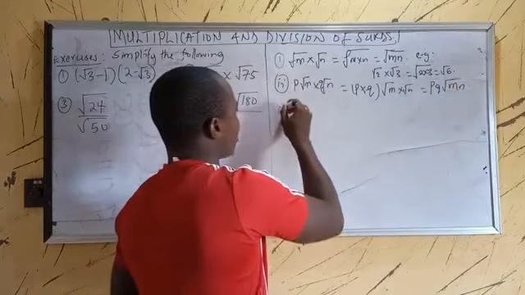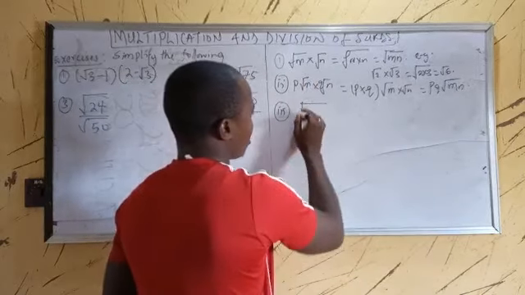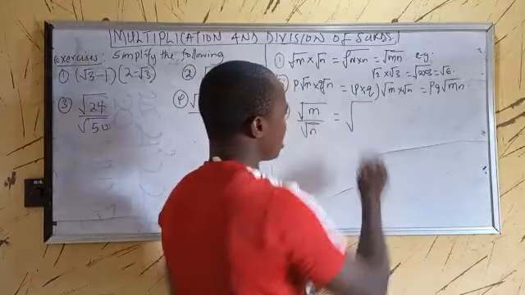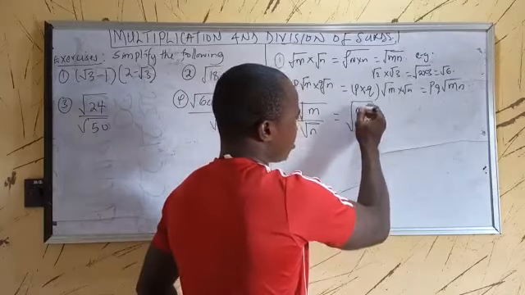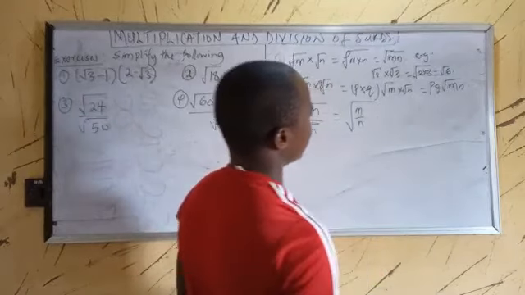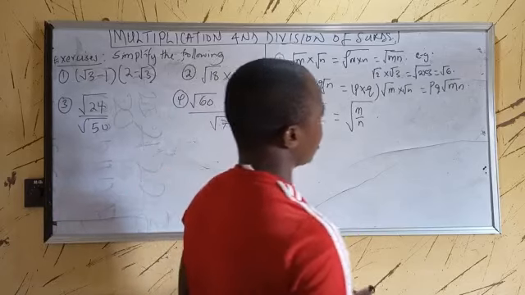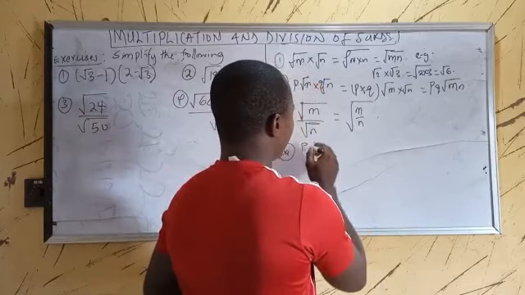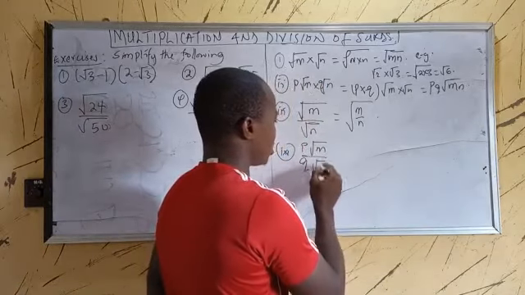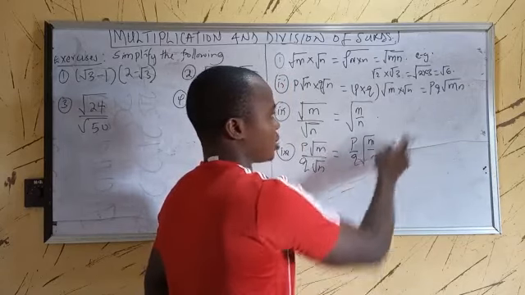So now the third one: if you have root m over root n, you can put this under the same root, that is m over n. And also we have p root m over q root n. This will be p over q root m over n, as we have it there.